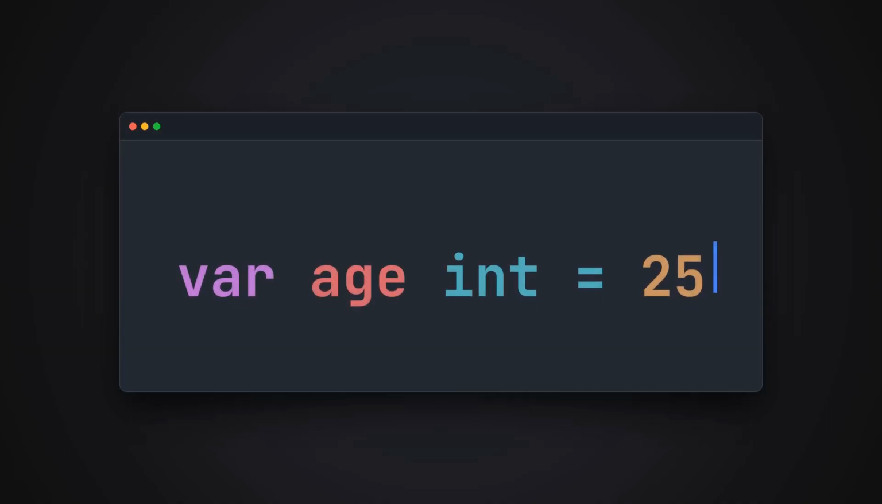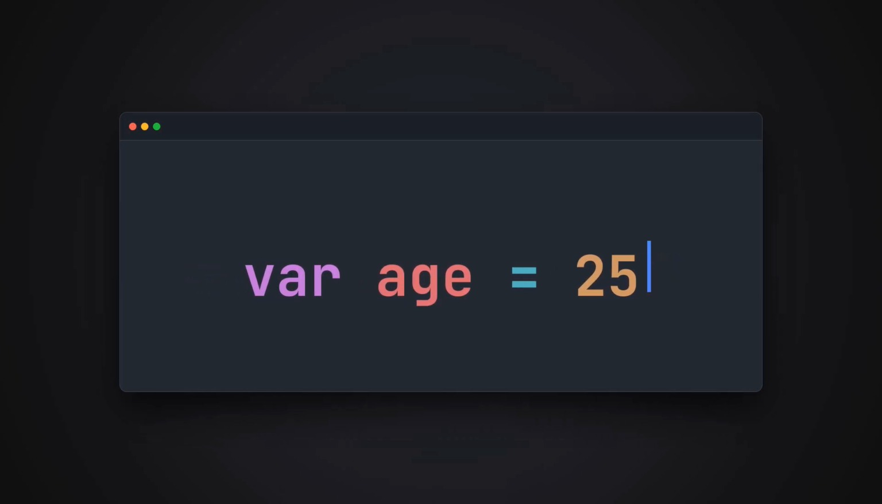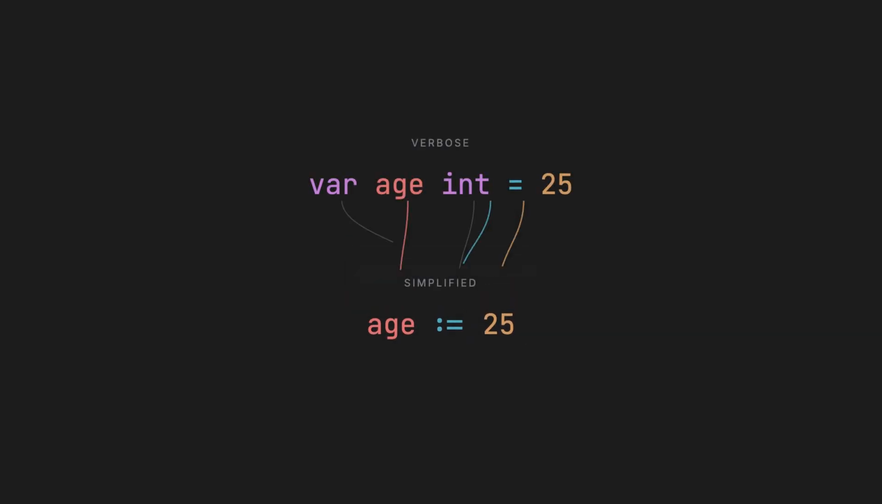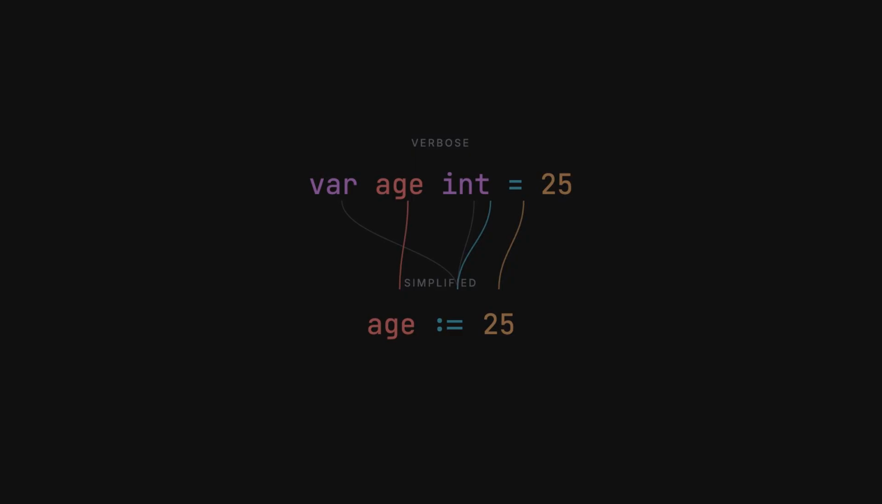Go can also figure out the type automatically. When you assign a value, the language infers the type for you. This reduces extra code while keeping things safe. The most common way to declare variables in Go is using the short declaration syntax. Just use :=, and Go will handle both declaration and type automatically.